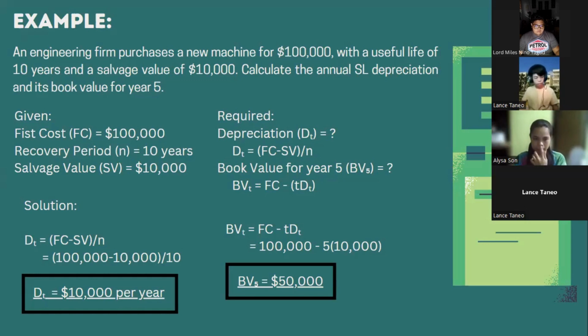Now that we have the annual depreciation, we can solve for the book value at year 5 by plugging the values into the formula as well and solving it in our calculator. The answer is $50,000. Therefore, the book value at year 5 is $50,000. If we get the book values from each year, we can see that it is going in a straight line, hence the name straight line method depreciation.